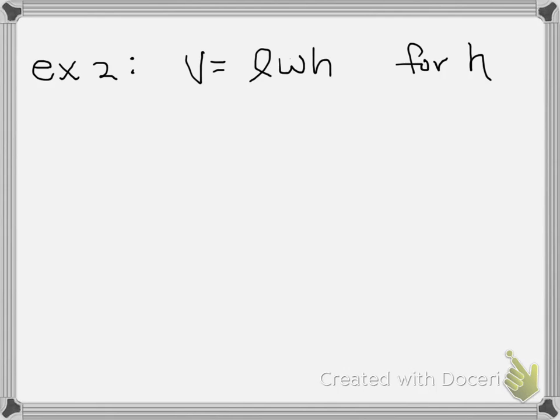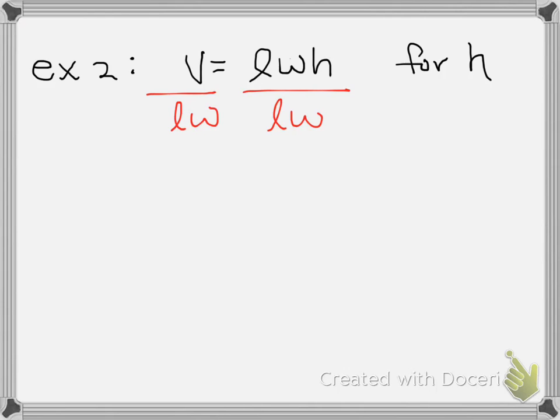All right, here's example 2. This is the volume formula for a rectangular prism. We're asked to find h, so my variable is h. There it is right there. Here's my volume formula: length times width times h, or height. What's being done to h? It's being multiplied by L and W. So what's the opposite of multiply by L and W? Divide both sides by L and W.